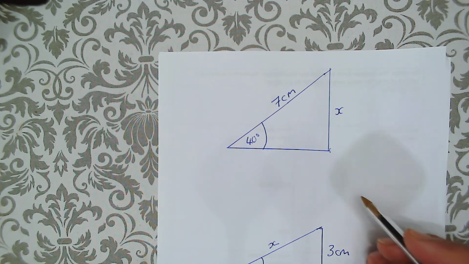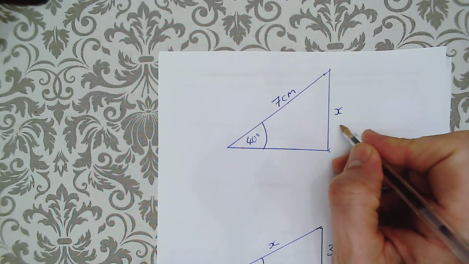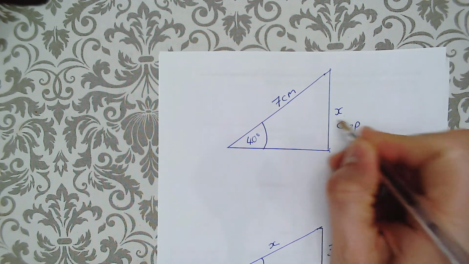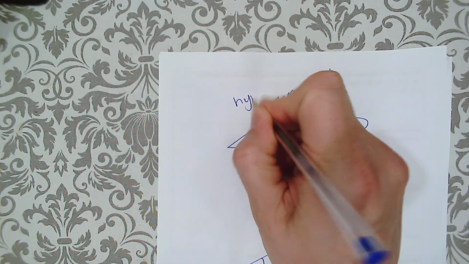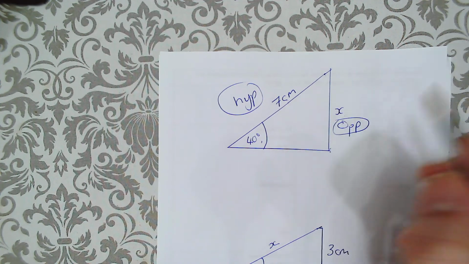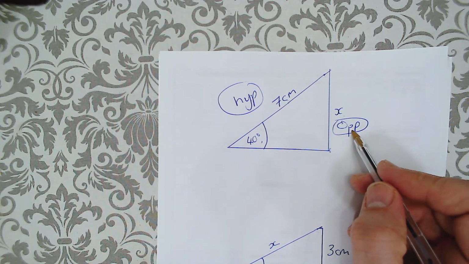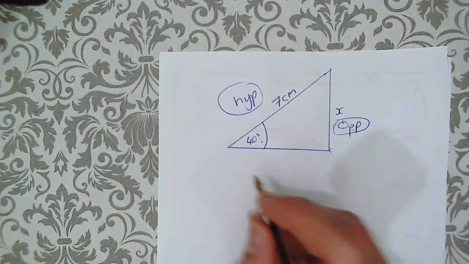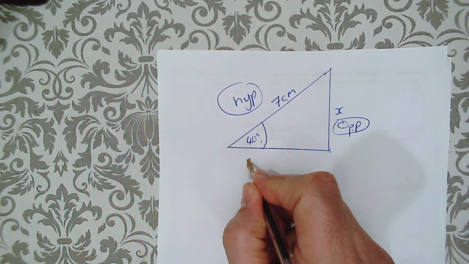So when you've got a problem like this, we're finding a missing side. Let's label the sides. Well, do you remember? That's the opposite and that's the hypotenuse. So we've got an angle, we've got the hypotenuse, and we're trying to find the opposite. So what do we use with opposite and hypotenuse? We use sine. That's how you decide which of the trig ratios to use.